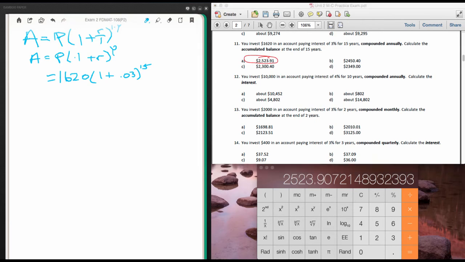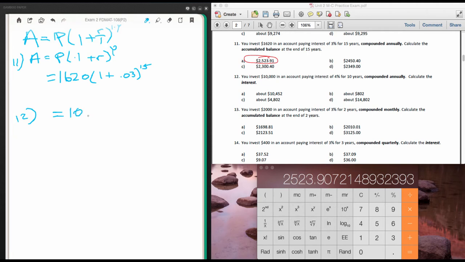All right, so let's move on to question 12. You invest $10,000 in an account paying 4% for 10 years compounded annually. Calculate the interest. So we can actually just use the same formula, like problem 11 that I just did. So for question 12, we'll use the same formula, P times 1 plus R to the Y.